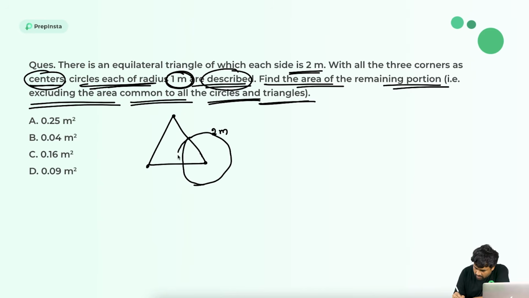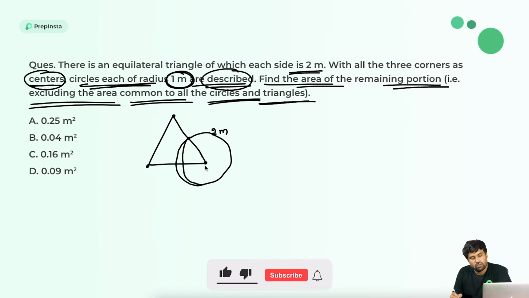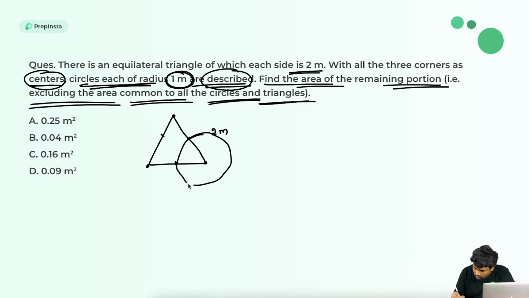and even I can draw like this. So I am just arranging it for your clarification. This is the midpoint and this is the midpoint. So the circle will always meet the midpoint of the triangle's side. So for all these 3 corners we have to draw the circles like this only. So we will come up with this type of format.